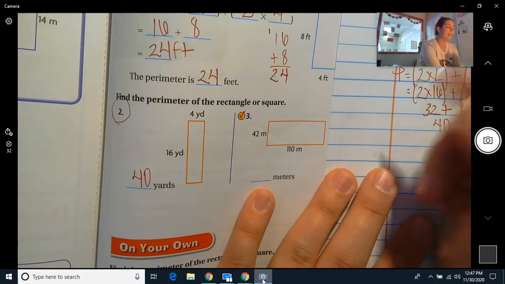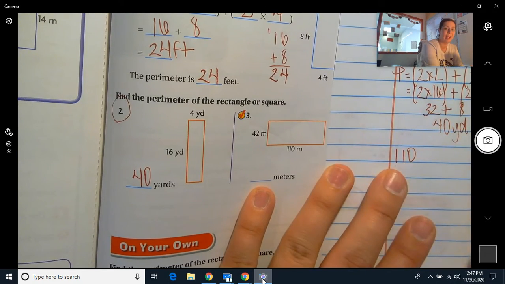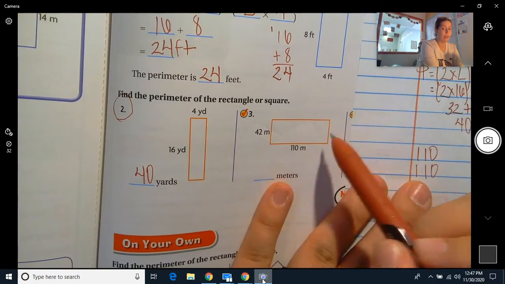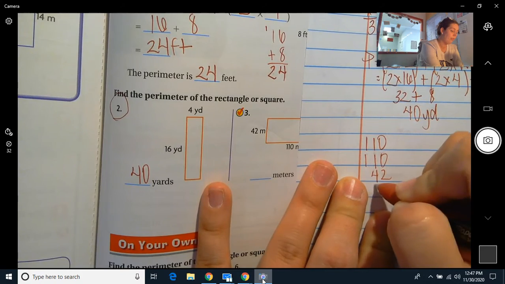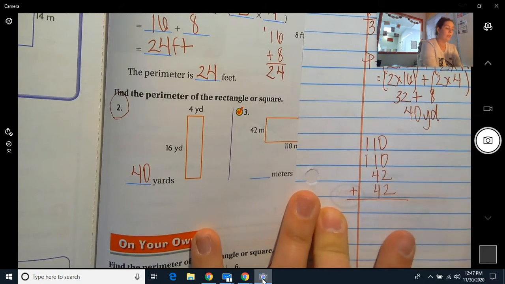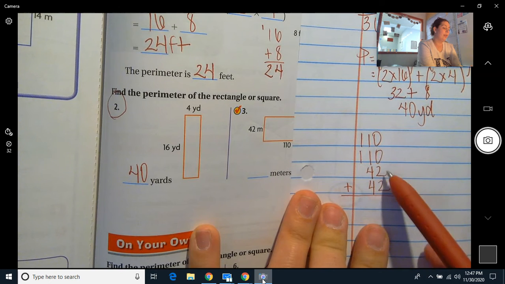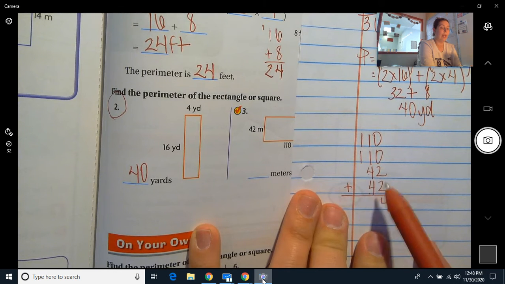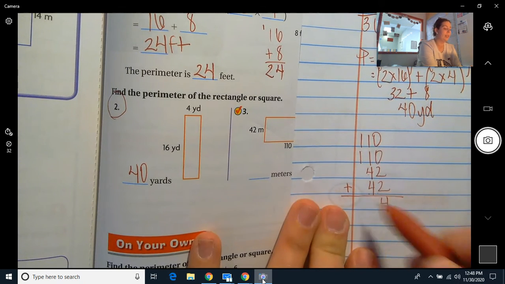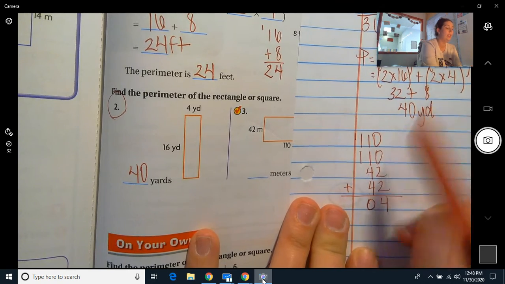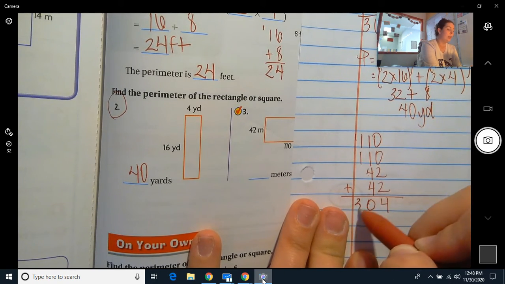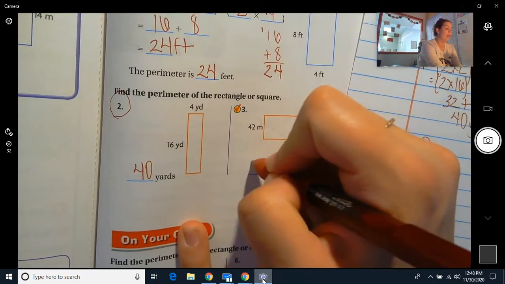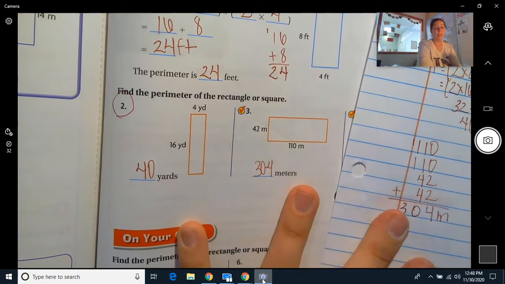I have 110, so I'm going to write 110. And I'm spacing out my numbers a little bit to make sure I line them up right. And then 42, I got 2 sides of 42. And I'm going to add those together, okay? So now I got 0 plus 0 plus 2 plus 2 is 4. I have 4 plus 4 is 8 plus 1 more is 9 plus 1 more is 10. So I'm going to drop a 0, carry a 1. And then I have 3 ones, so that's 304. My label's M, which is meters. So my answer would be 304 meters.